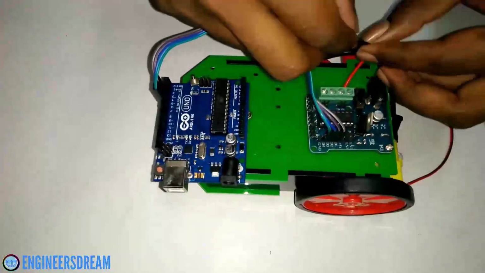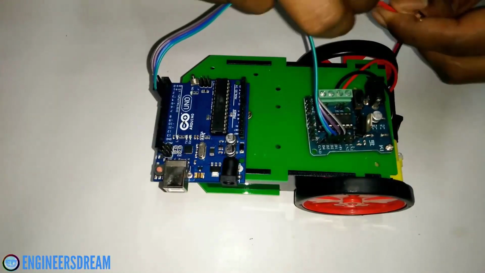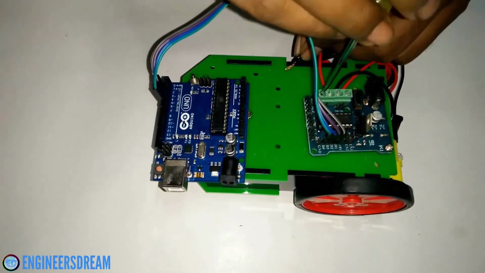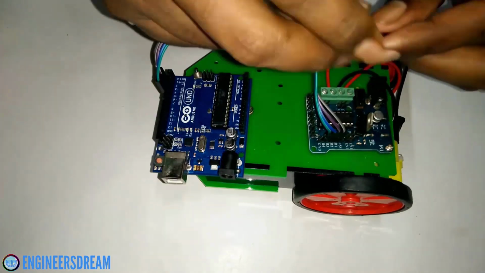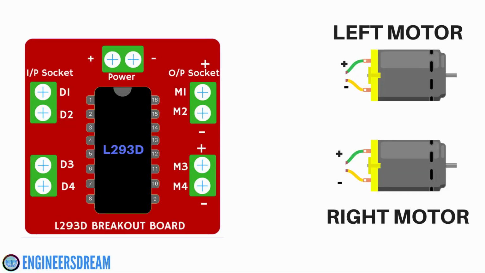Now, let me explain you why do we get these different types of output. So guys, when we connected the DC motor wires to the output socket of the motor driver, we have just connected the 2 wires of the motor to the 2 holes of the motor driver circuit. The DC motors that we have consist of one positive pin and one negative pin. Similarly, the motor driver also consists of one positive socket and one negative socket.